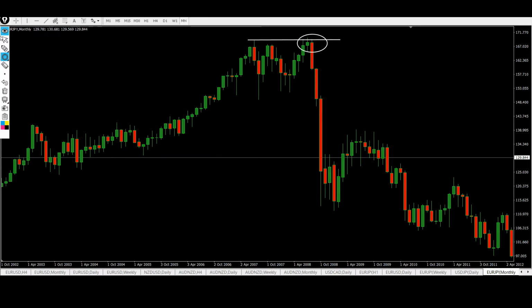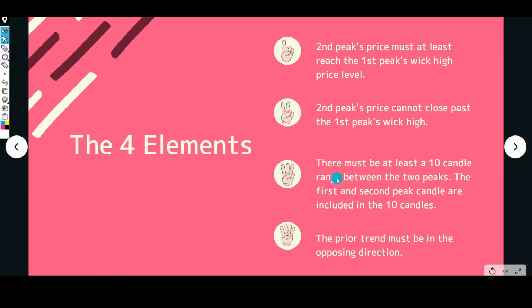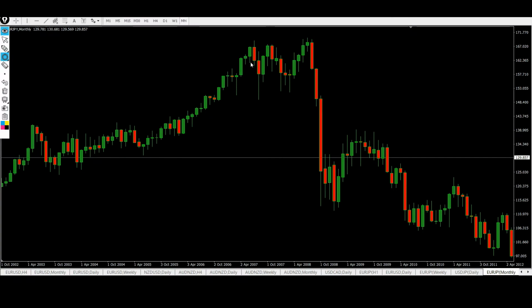Let's go on to number 3. Okay, number 3. There must be at least a 10 candle range between the 2 peaks. So there must be at least 10 candles between the first peak and the second peak. Alright, so let's go ahead and count them. There's 1, 2, 3, 4, 5, 6, 7, 8, 9, 10, 11, 12. So there's more than 10 candles between the first peak and the second peak. So that was cleared. Let's go on to the remainder of that text.